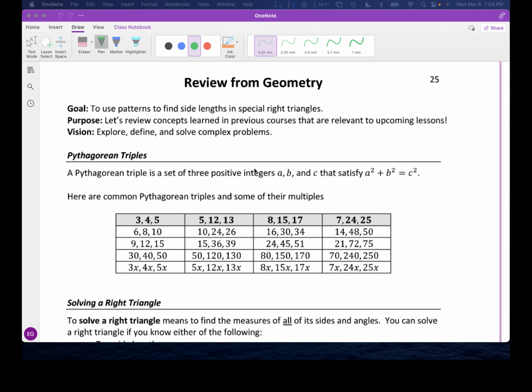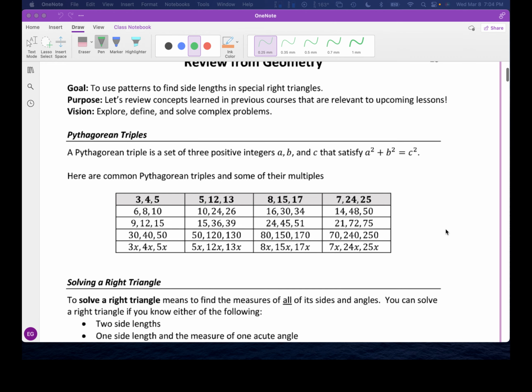Let's go over some review from geometry. Doesn't that sound like the most fun you've ever had?